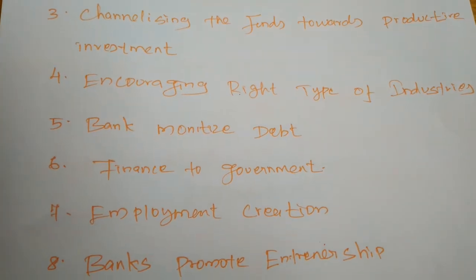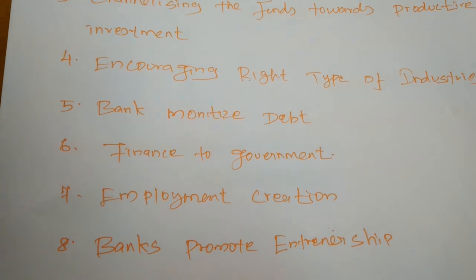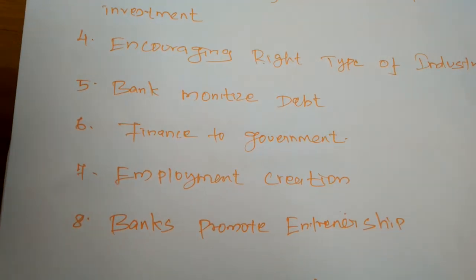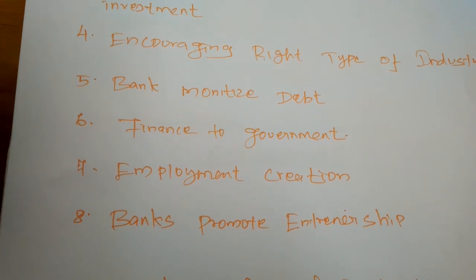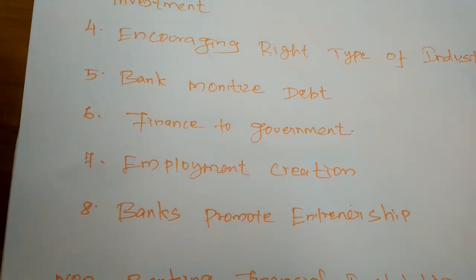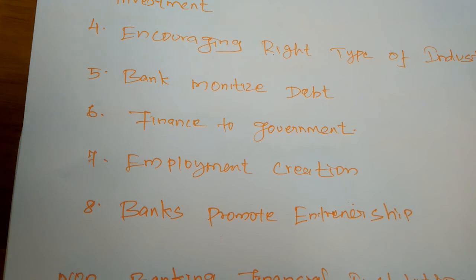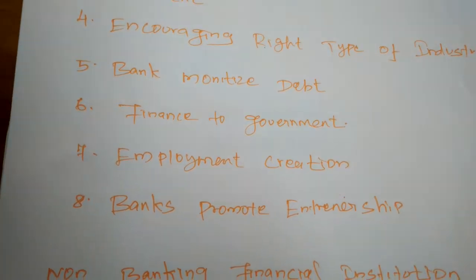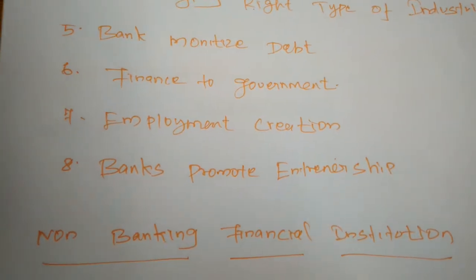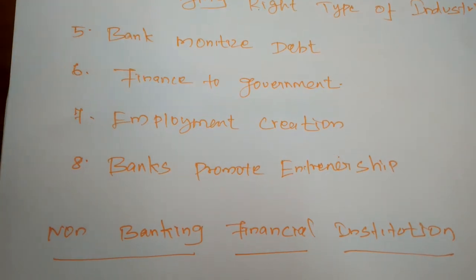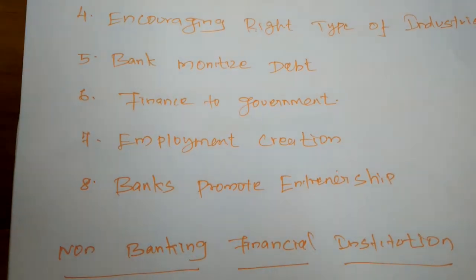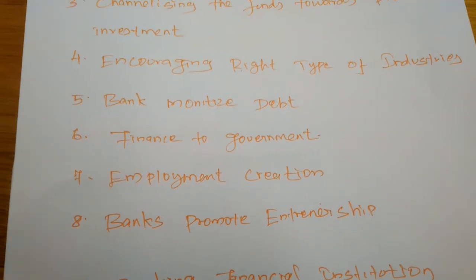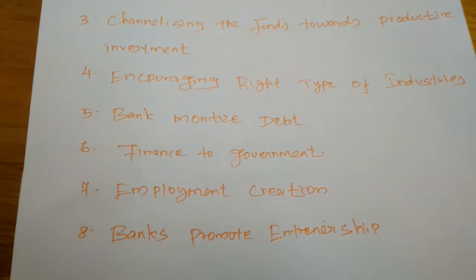Next, bank monetized debt. Next, the finance to the government. The commercial bank also provides finance to the government. Next, employment creation. By providing more financial facilities to entrepreneurship, it will create employment opportunities. Next, banks promote entrepreneurship. Whatever chance we have to start industries, it will be easy to start. So the 8 roles are there.